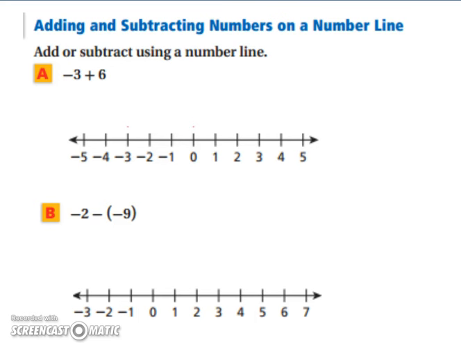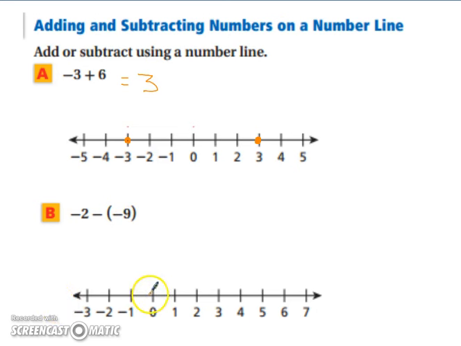Let's look at adding and subtracting numbers on a number line. So we have -3, so we're starting at -3. Now we are going to add 6, so we're going to go to the right 6: 1, 2, 3, 4, 5, 6. So therefore, -3 plus 6 equals 3. Try this next one on your own.